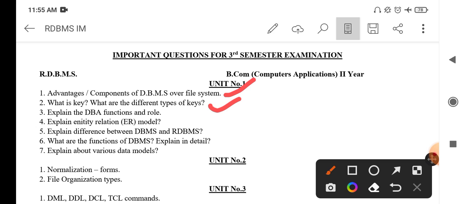So, next question is, what is a key and the different types of keys. First, you have to write out the definition. Okay, a key is an attribute, or set of attributes, that is used to identify each row of a table uniquely.